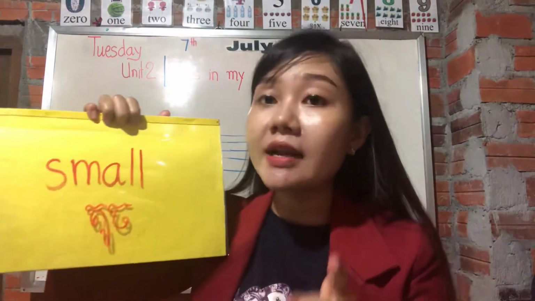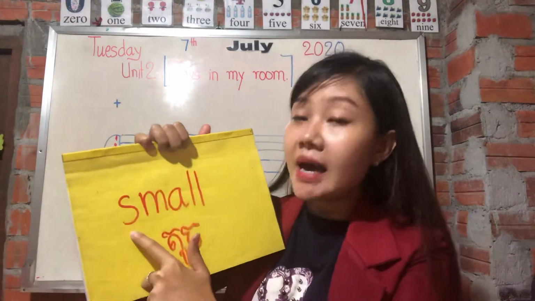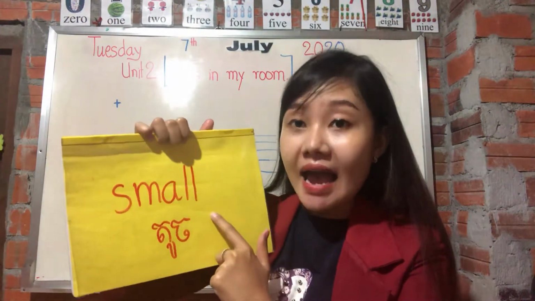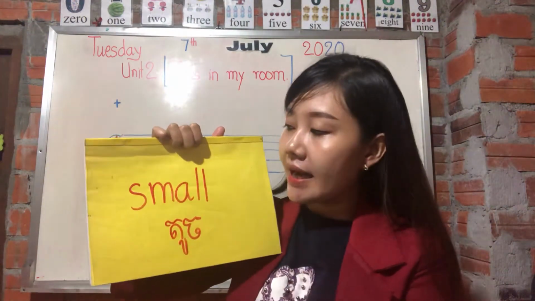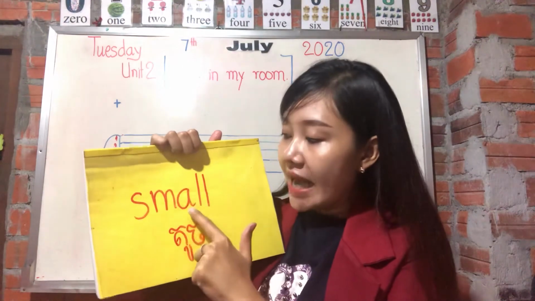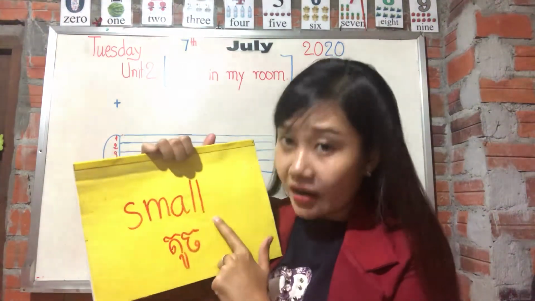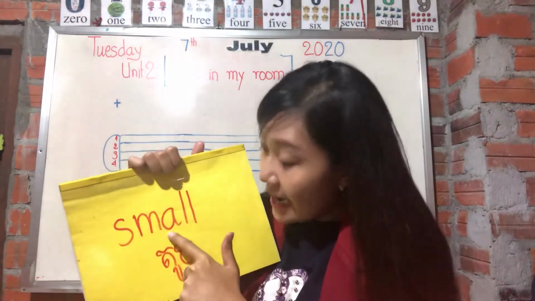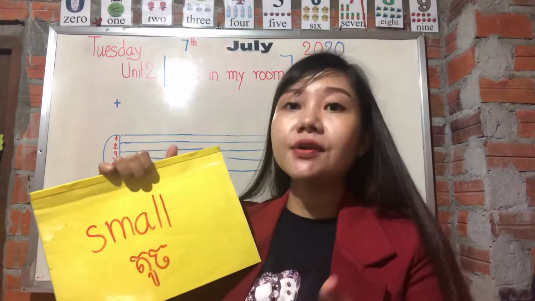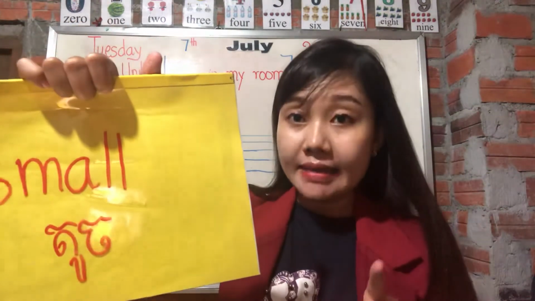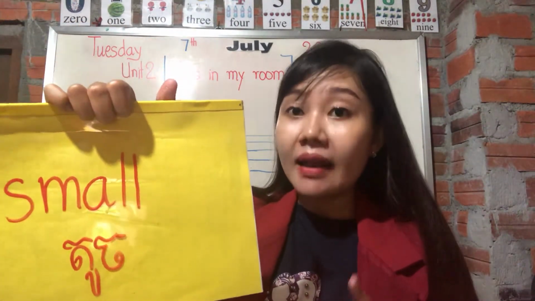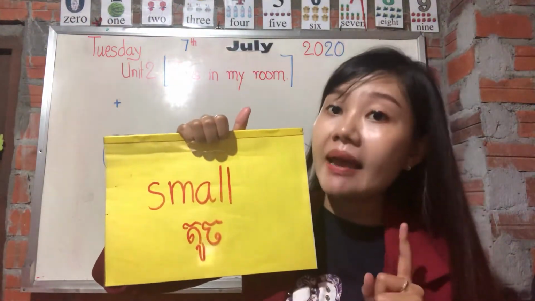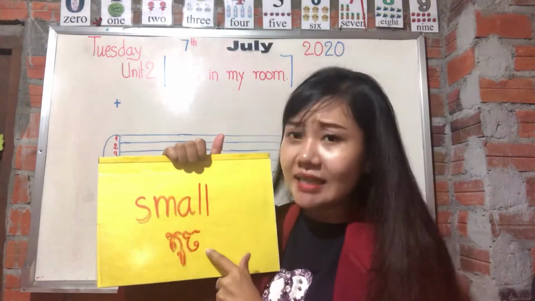Okay, now can you spell the word small? Small, spell S-M-A-L-L. Again, small, spell S-M-A-L-L. One more time, small, spell S-M-A-L-L. Very good. Your turn. Small, spell S-M-A-L-L. Again, small, spell S-M-A-L-L. Very good.